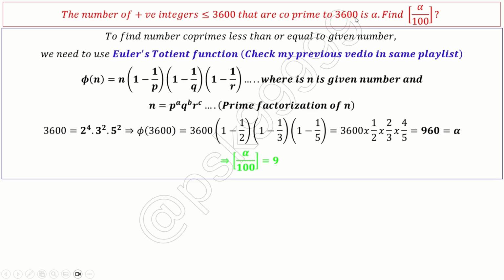That means now all I need is the greatest integer function, right? Alpha by 100, which is 960 by 100, is 9.6. The greatest integer function of 9.6 is 9. That's the answer. Okay. Next.